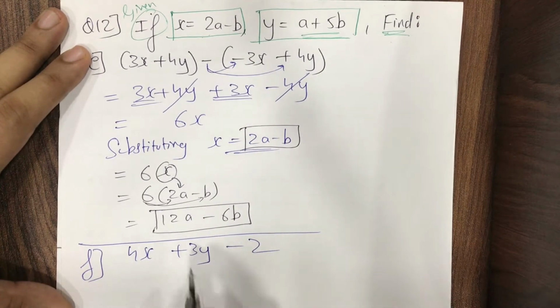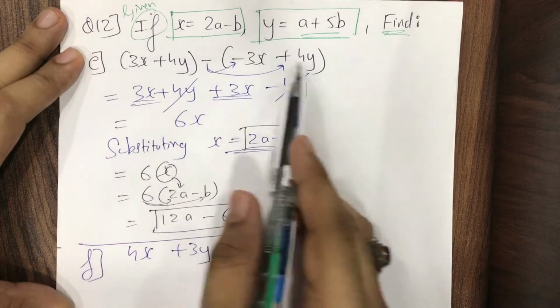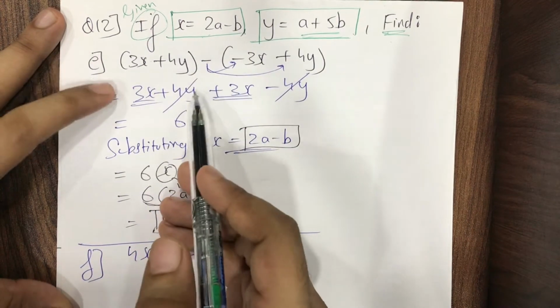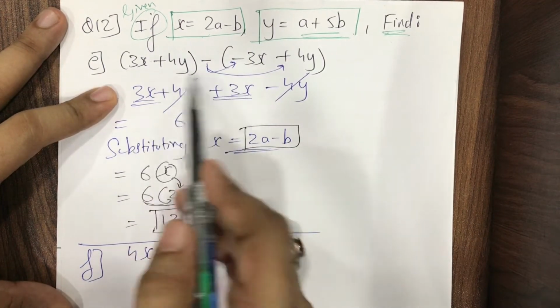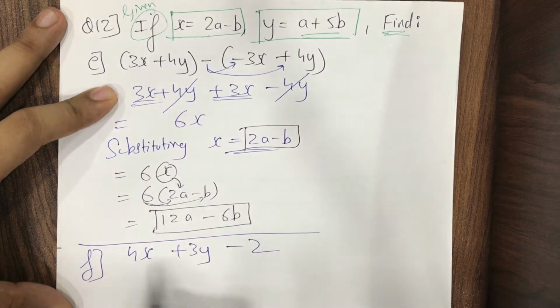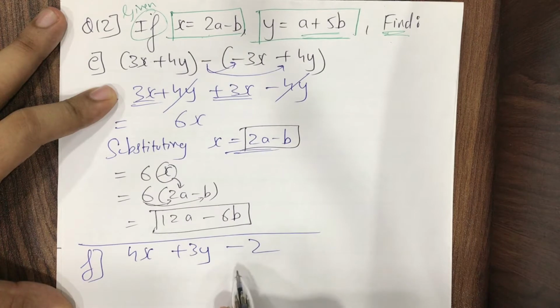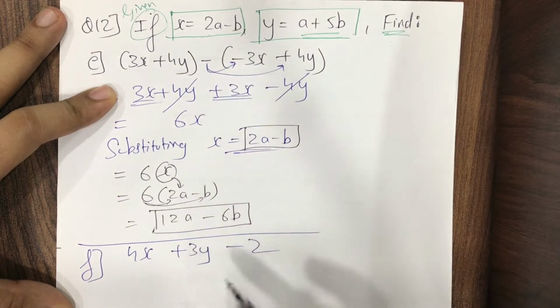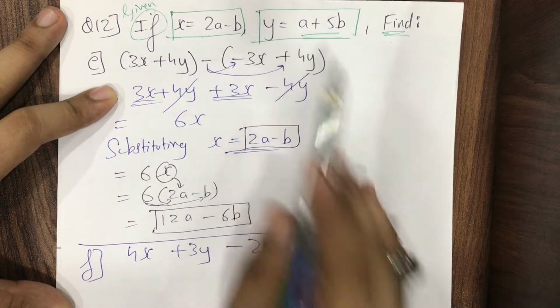Now, students, if we compare this sub question F with sub question E, in sub question E we were fortunate enough that we could evaluate or simplify it further. But here we cannot do anything. It's just a pure polynomial or expression. So we just have to substitute. At the place of x, I'll substitute 2a minus b, and at the place of y, I'll substitute a plus 5b.